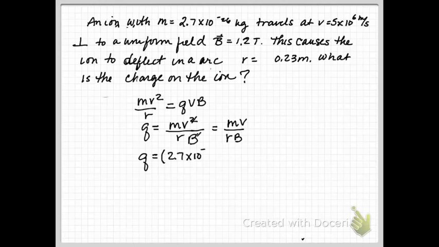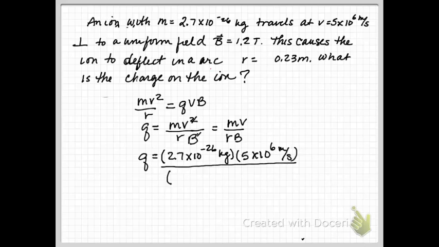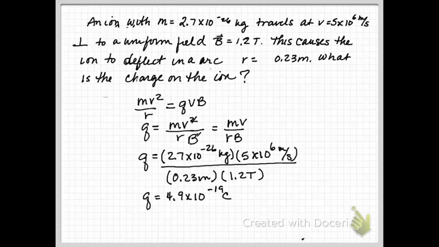2.7 times 10 to the minus 26 teeny tiny kilograms, 5 times 10 to the 6, there's our velocity, divided by our radius in meters, and then our field in Tesla. So we end up with a charge of almost 5 times 10 to the minus 19 coulombs.